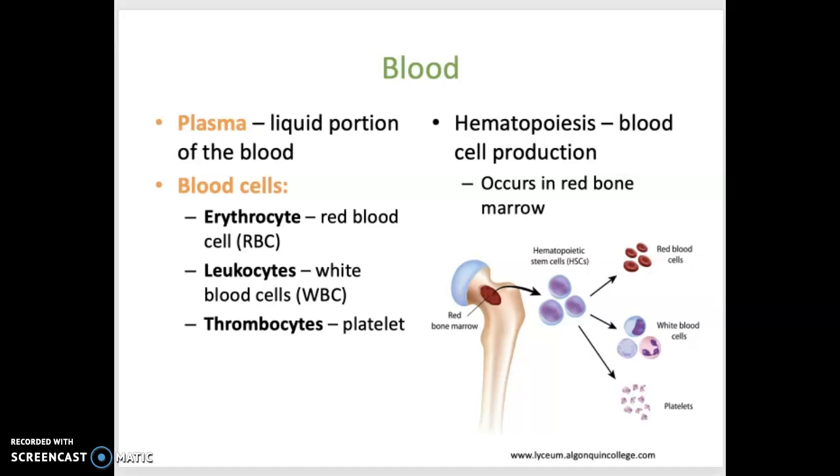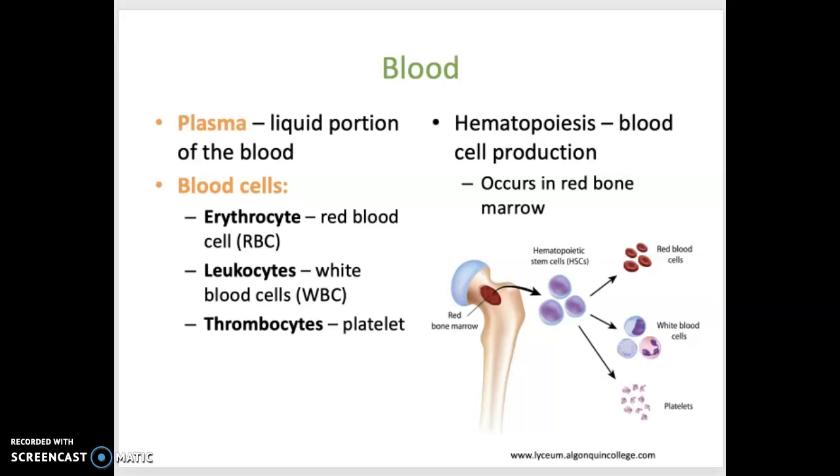3 of the white blood cells are granulocytes. These are the neutrophils, eosinophils, and basophils. And the other 2, monocytes and lymphocytes, are agranulocytes. And really that just has to do with what they look like under the microscope. The granulocytes have a visible, grainy appearance in their cytoplasm, whereas the agranulocytes do not.